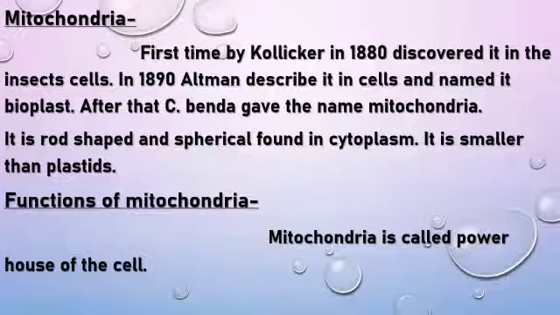And the next one is the mitochondria. This is a very important cell organelle. Mitochondria is also known as the powerhouse of the cell. Who discovered the mitochondria? It was discovered by a scientist named Kolliker in 1880. Got it? Where did he discover it? He discovered the mitochondria in insect cells, for the first time.